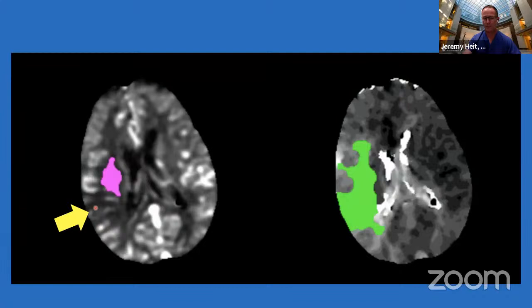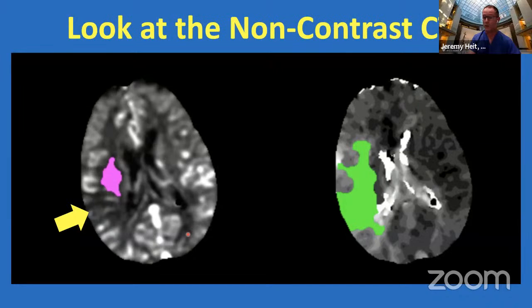It's pretty dark, which suggests the blood flow is down, and that is within this area of penumbra. So this looks like it's matched. But when I see things like this, where it's dark and the density is low, it's really important to look at the non-contrast CT. And when you do that, you might see this.